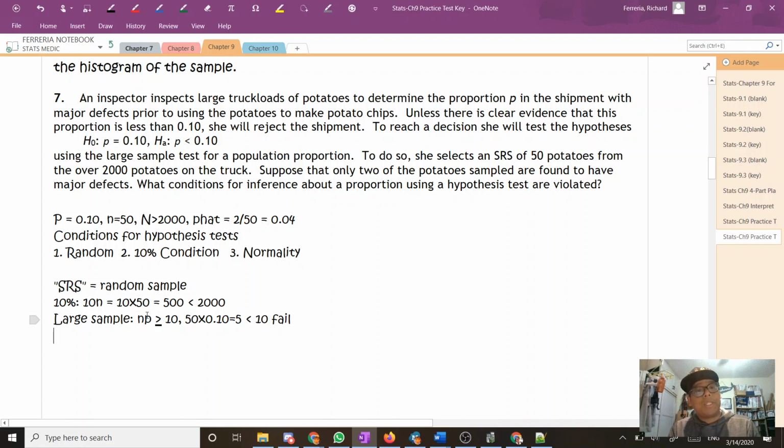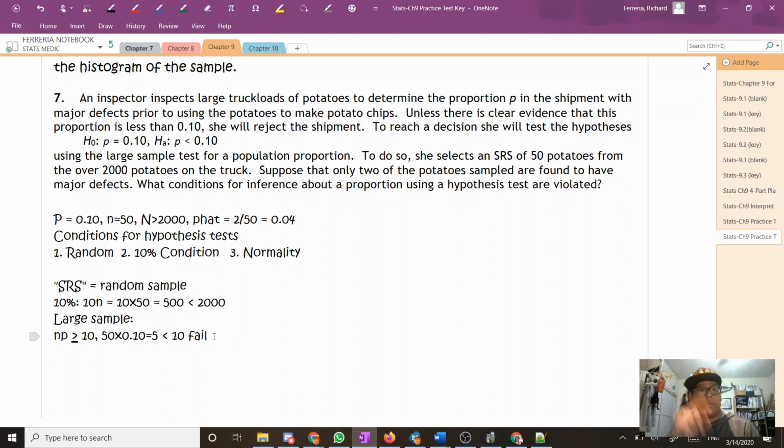There's also a second part of the large sample test. If we weren't doing this in school, we wouldn't necessarily need this test, but for the sake of school, we're going to go ahead and test that. That's n times 1 minus p, which should be greater than or equal to 10 also. So let's check. n is still 50. 1 minus p is 0.9. Multiply, and we get 45. Yeah, so this is not a fail.